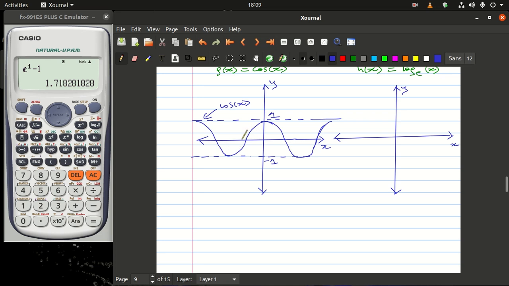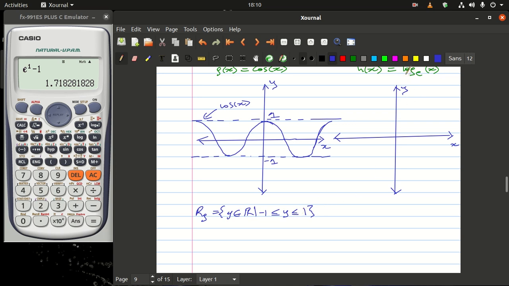What is the range of this function? So the range of this function, everyone can see that it is y, an element of real numbers such that -1, which is this value here, is less than or equal to y, and y is less than or equal to 1. That's what we have here.